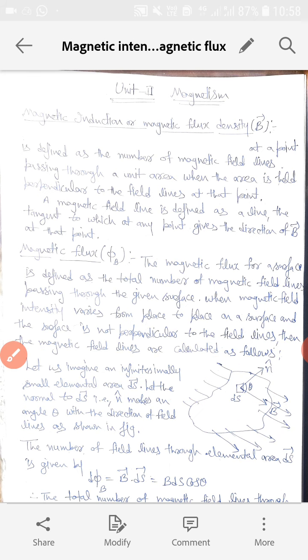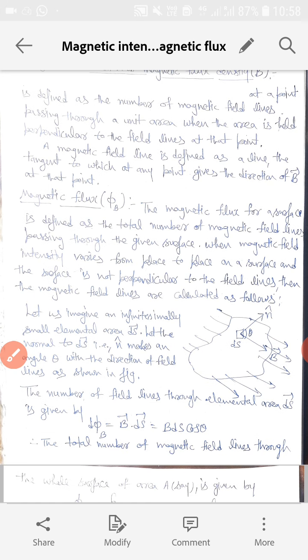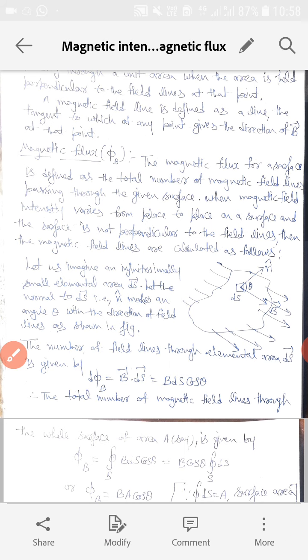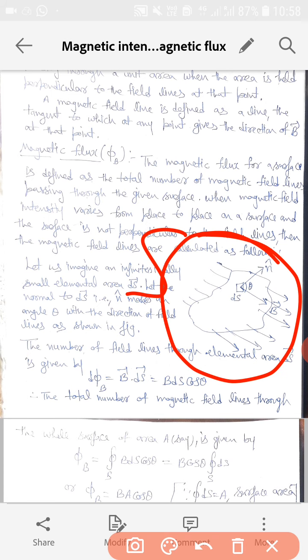In this case, the number of field lines crossing through this small area dS will be d phi equals B dot dS, which becomes B dS cos theta. Now we want to calculate the total number of magnetic field lines crossing through the whole surface S. That will be the integral: phi B equals the integral of B dS cos theta. And suppose the magnetic field lines crossing this area are uniform, which means B is constant throughout this surface.